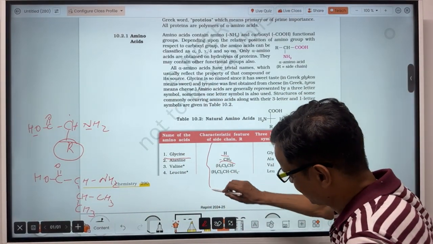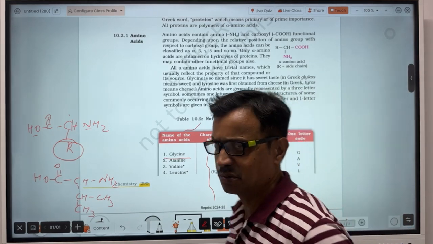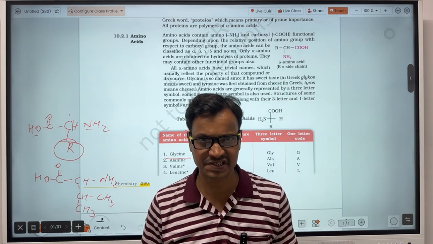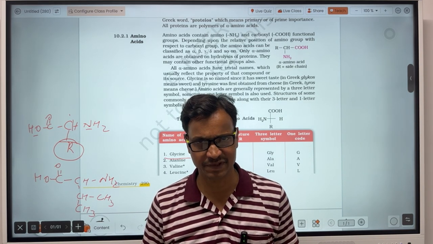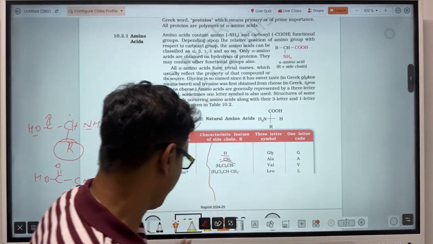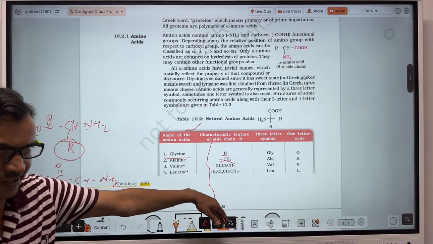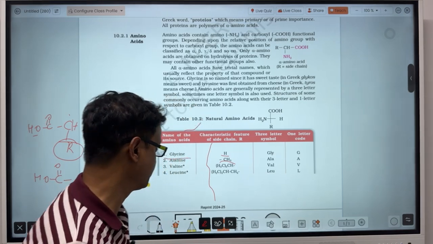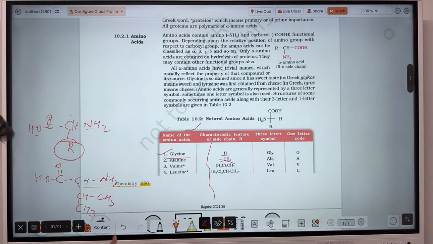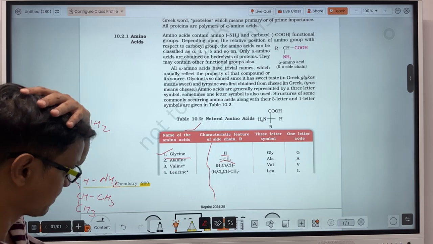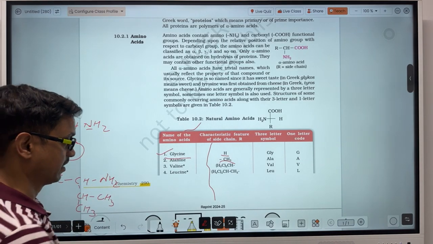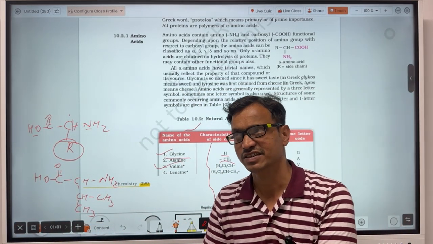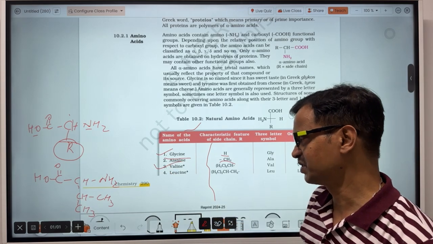Okay guys, you can work out the chart like that. Students preparing for the NEET, CUET and IIT examinations must practice this by adding the given groups on the place of R. The simplest amino acid is glycine, and the simplest essential amino acid is valine.